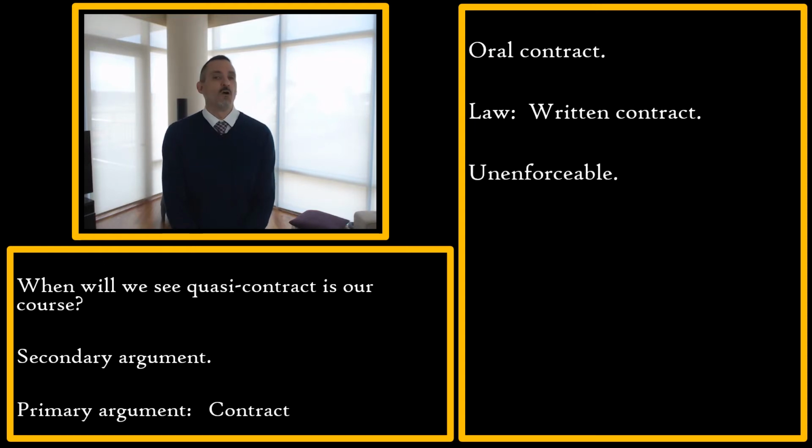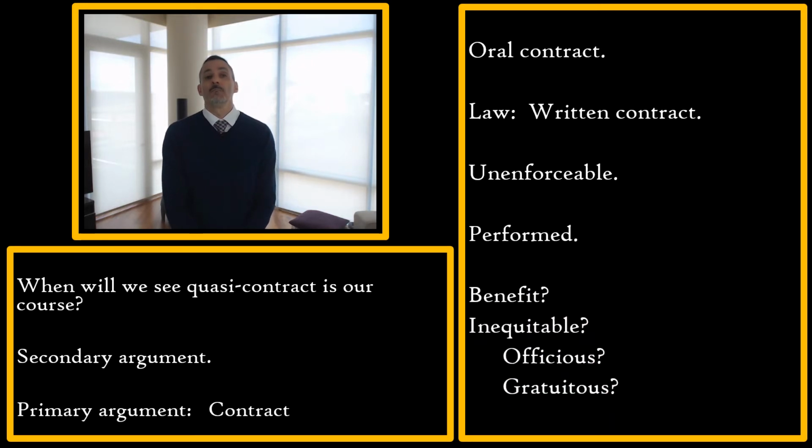Let's assume, though, that one of the parties, we'll call it Party A, performs under the contract. Well, we have performance, but we have an unenforceable contract. So Party A would like to recover from Party B, but Party A cannot use a cause of action in contract to recover from Party B. What's Party A's fallback argument? Well, Party A's secondary argument is a cause of action under quasi-contract.